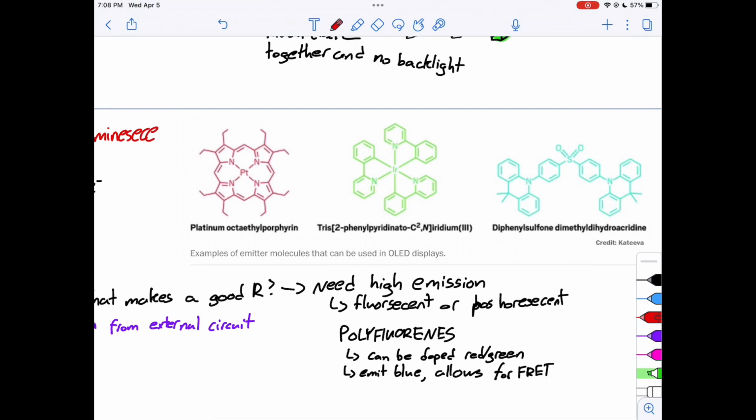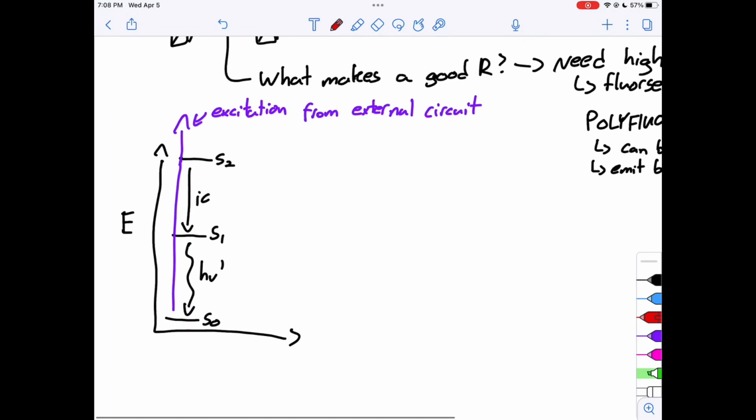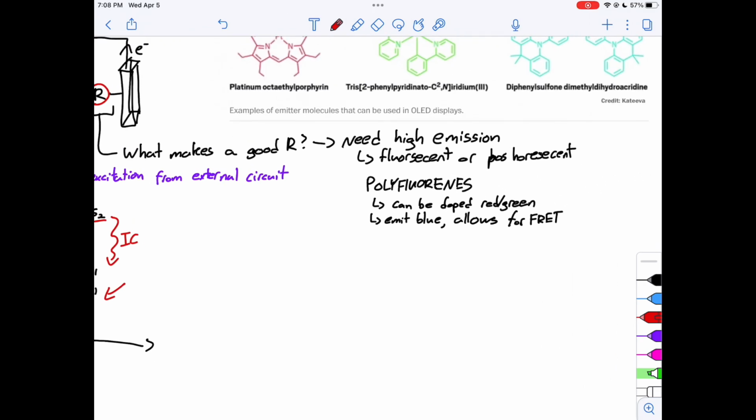So some molecules that are used conventionally are sort of examples of them are shown up here. And you can see what they all have in common is that they're really rigid and they have high pi star character. So you want singlet emissions here. And what ends up happening is that you get excitation from an external circuit. That's step 1. So that'll excite you into the S1 or S2 or higher than that because you're able to really get those electrons moving. There's then internal conversion back down to S1. And from there you get emission, hν.